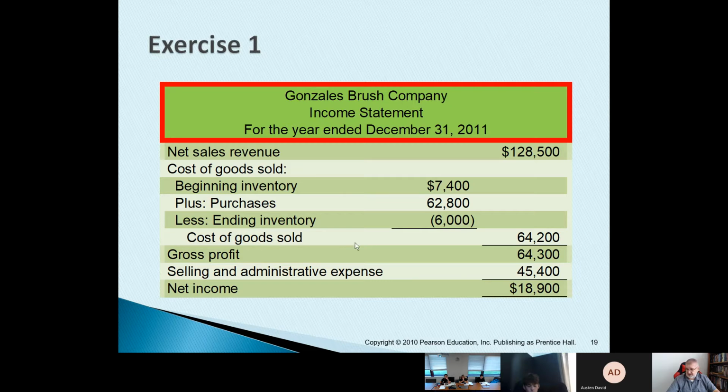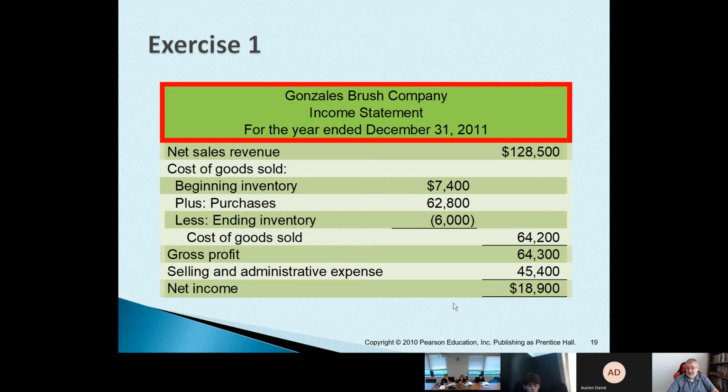Okay. Well, what's our cost of goods sold? So if we have 7,400 in inventory beginning, we add 62,800 to it because that's what we bought during that period. And at the end of it, we've got $6,000 worth of stuff left over. So this plus this minus this gives us a total of $64,200 in our cost of goods sold.